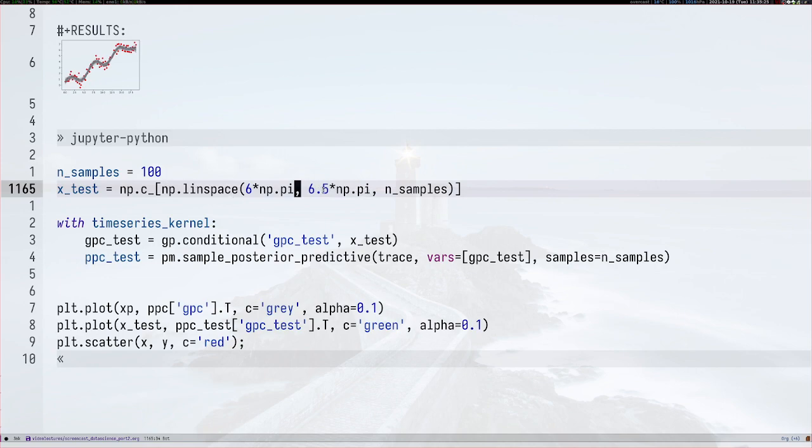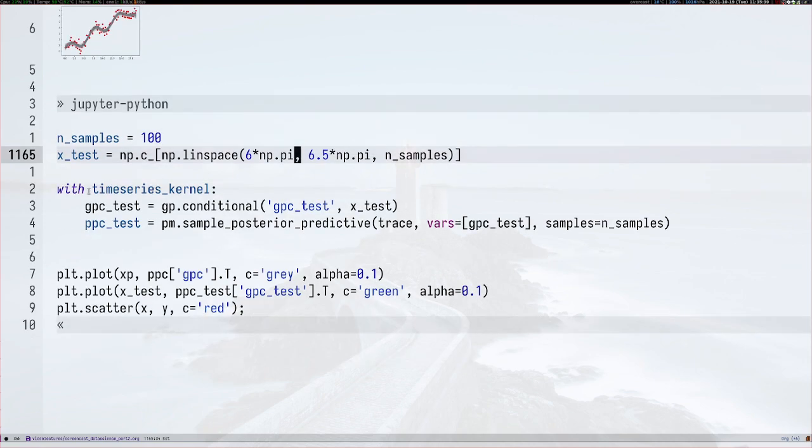And also in this out of sample prediction, because now we're going to predict somewhere over here, from where we actually do not have observations. Again, for this out of sample prediction, I want to have 100 samples as well, so n samples here is 100. This code is very similar to the code that we saw before. So with time series kernel, now I specify GPC test, so as not to use the same variable that we had before. Then we get our sample posterior predictive, also on our test interval. And we're going to sample again 100 of them. Now we're going to plot. This is the same plot that we did before. This is our in-sample prediction. This is the scatter of our real observations.